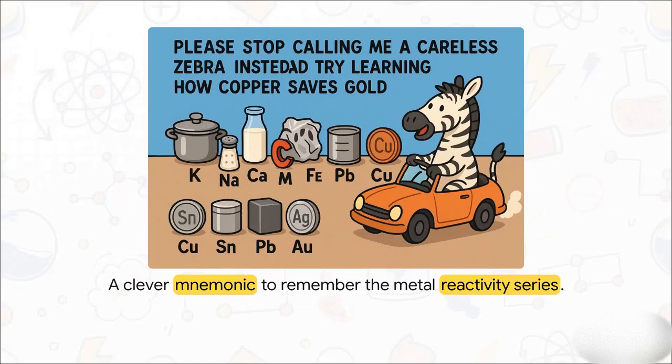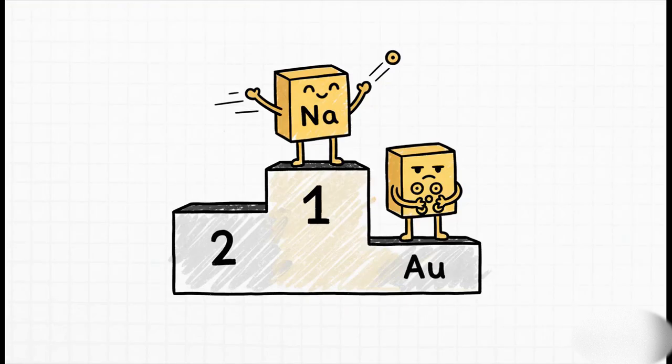Let's actually see what this chemistry looks like in the real world. This is where it all clicks. So to figure out how metals are going to behave, chemists use something called the reactivity series. And you guessed it, there's an awesome kind of silly mnemonic to help remember it. Please stop calling me a careless zebra. This list just lines up metals from the most reactive at the top down to the least reactive at the bottom. But what does more reactive actually mean when we're talking about redox? Well, it just means that metal is way more eager to give away its electrons. It's more easily oxidized, and that makes the more reactive metals fantastic reducing agents. They want to go out and cause reduction in other things.